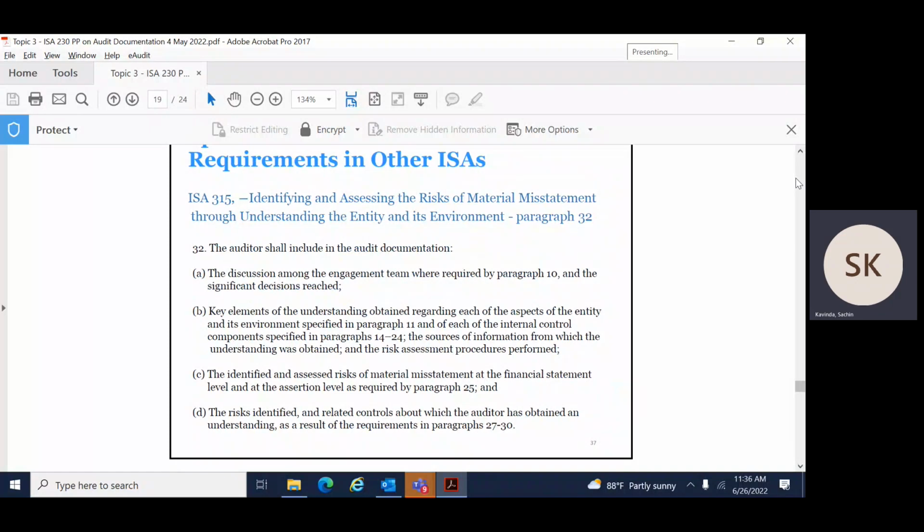And the identified and assessed risks of material misstatement at the financial statement level and at the assertion level required by paragraph 25. Risk assessment, risks of material misstatement. The risks identified and related controls about which an understanding was obtained as a result of the requirements of paragraph 30.